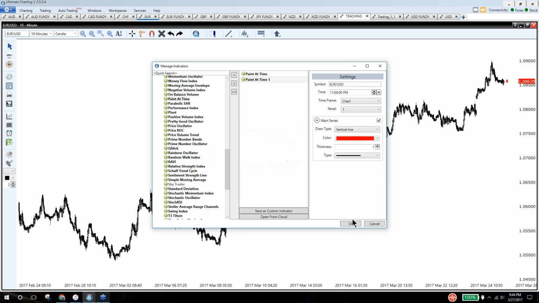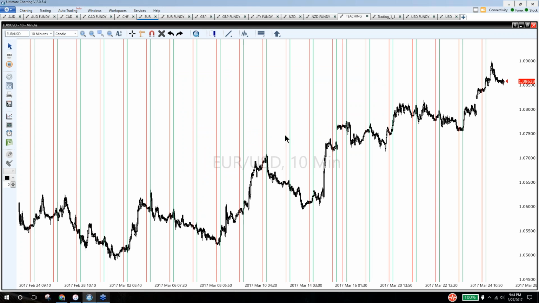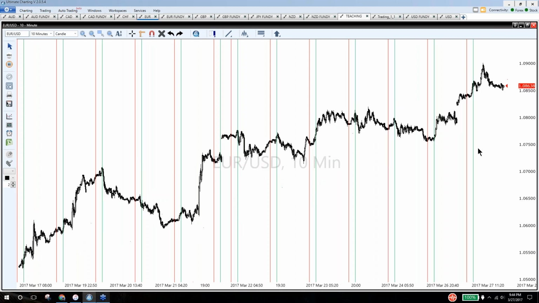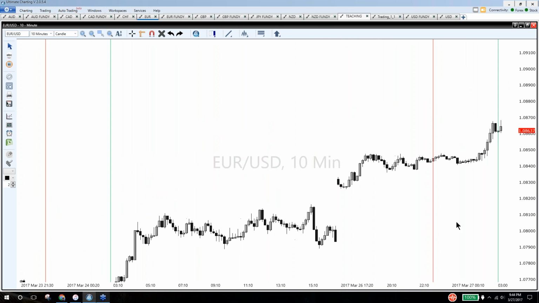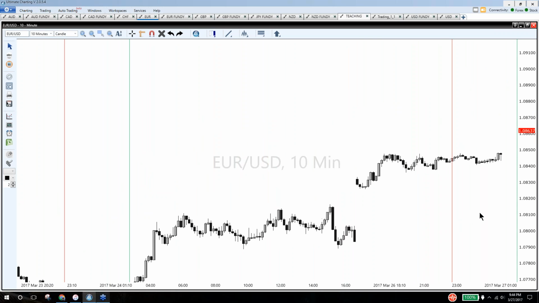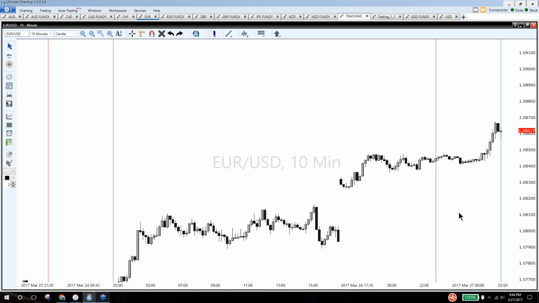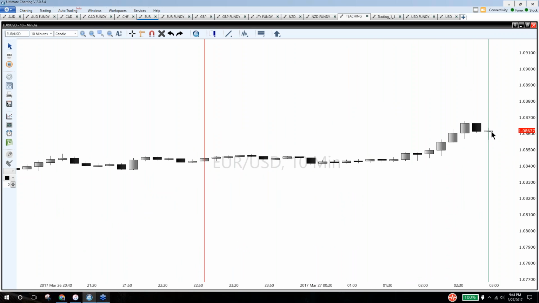What it's going to do when you place it on the chart is mark your start and stop times. So if it's 3 a.m. or it's coming up on 3 a.m., I'm going to get this line pop up when that candle appears, and I'll know, okay, this is going to be the candle that I'm going to be working with.